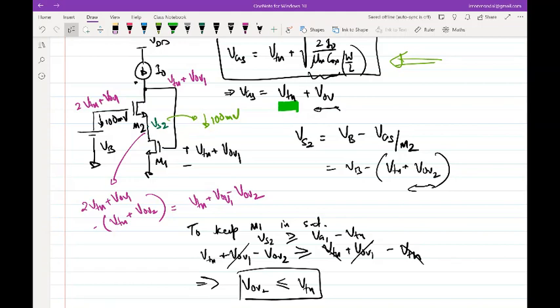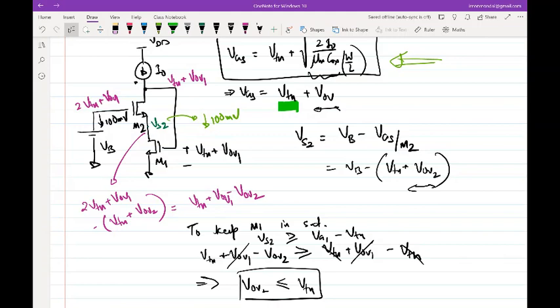The last thing that I wanted to point out before I move on is, can I change this lower limit of VS2? Is there a design variable that I can tweak to change the lower limit of VS2? The lower limit of VS2 is set by the fact that the VGS of M1 is a certain value, right? But the VGS of M1 is also a design variable, because I can change the VGS of M1 by changing the size of M1.